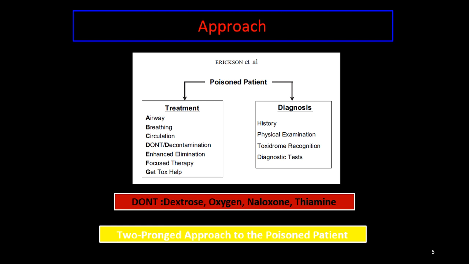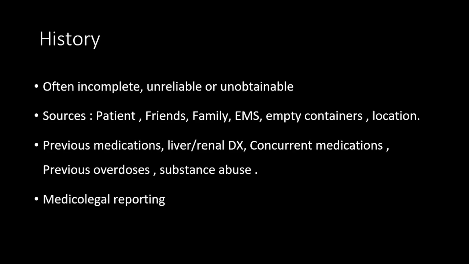So this is a DON'T mnemonic which we remember: dextrose, oxygen, naloxone, thiamine. When you don't know anything, always think of these things. And then accordingly, if you think it's an opioid, pupils are constricted, you're thinking along those lines, then obviously you can give antidotes accordingly. You always have a two-pronged approach. Whenever you are encountering a poison patient, you always have this two-pronged approach to deal with it.